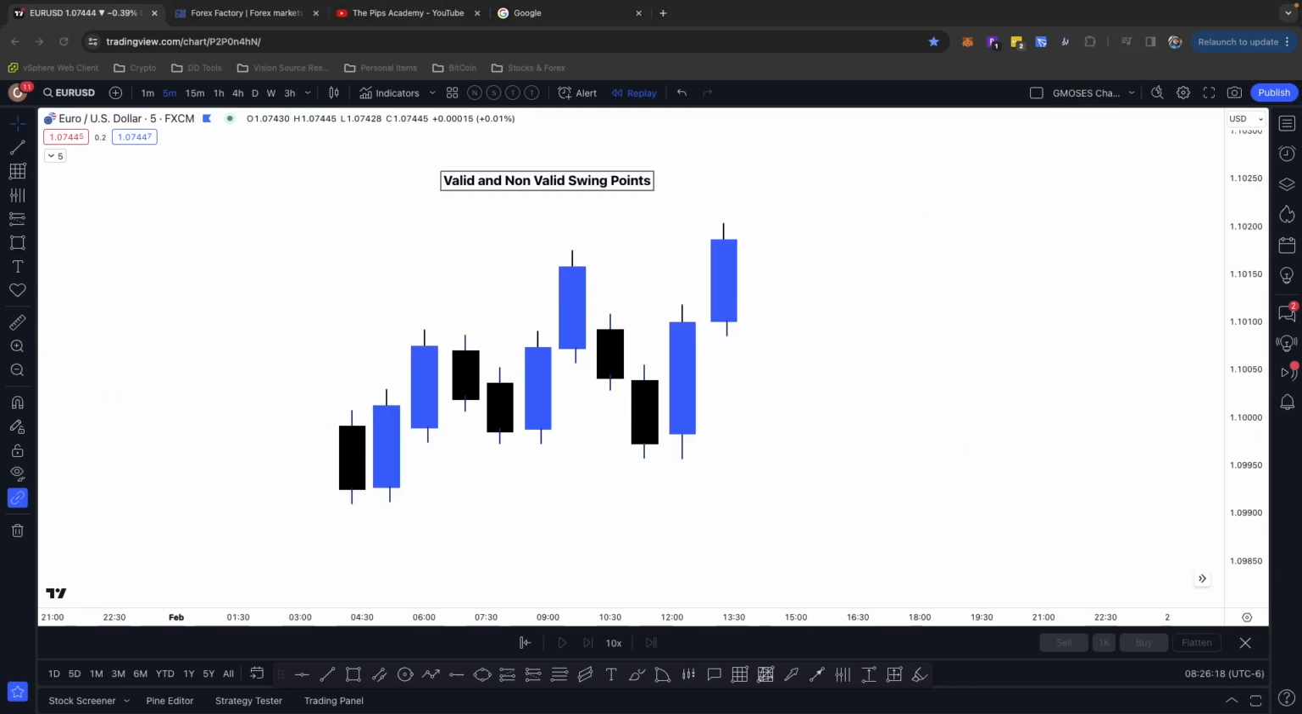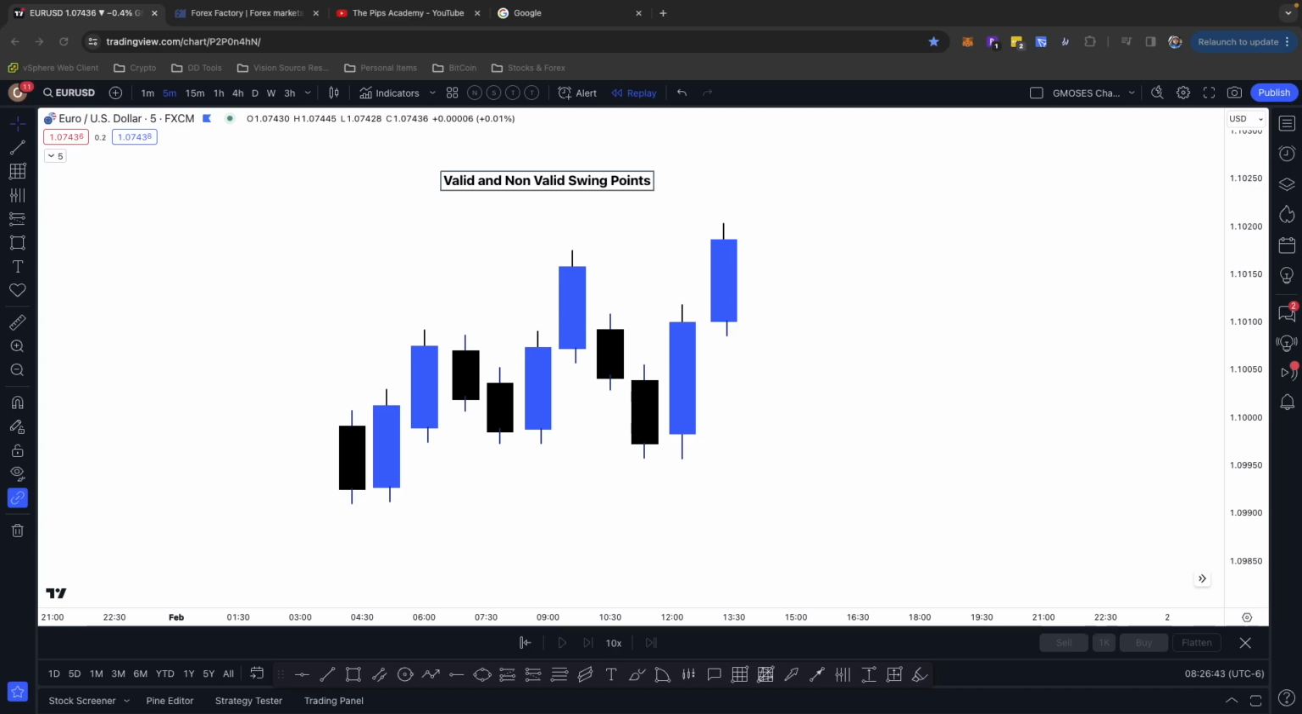So now that we understand the basic foundation of what market structure is and what it looks like from your expectations to reality, we must then understand what is a valid and non-valid swing point. This is one of the most important things when it comes to market structure, because if you can't establish what's a valid swing pullback, then you can literally get tripped up in the market.